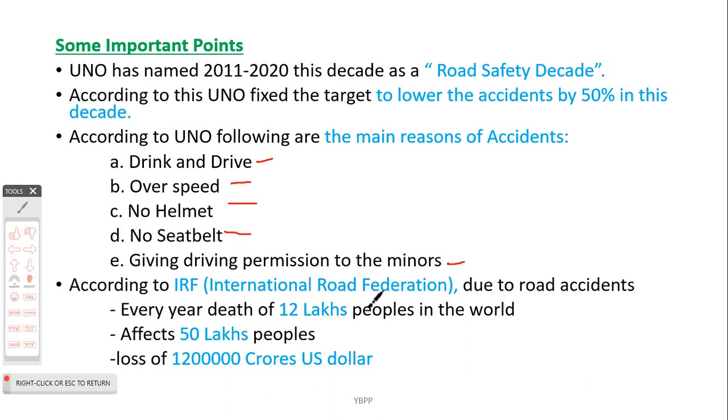According to IRF, the International Road Federation, due to road accidents every year, 12 lakh people die in the world, and around 50 lakh people are affected. So to minimize accidents, everyone should follow the rules and regulations defined by the government of India to minimize the accidents.